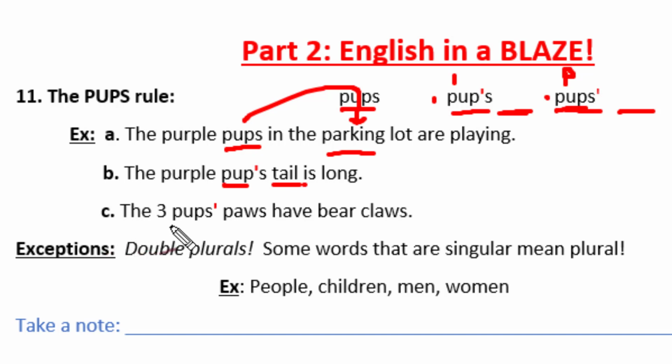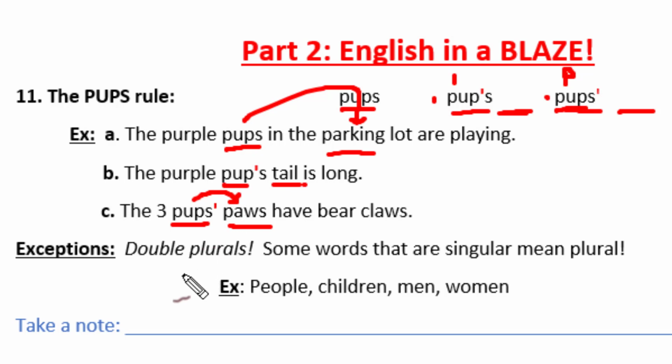C says the 3 pups' paws have bare claws. All right, so mini name tag possession. Does multiple pups, P-U-P-S, own multiple paws? Yep. Plural singular, possession, and no possession.